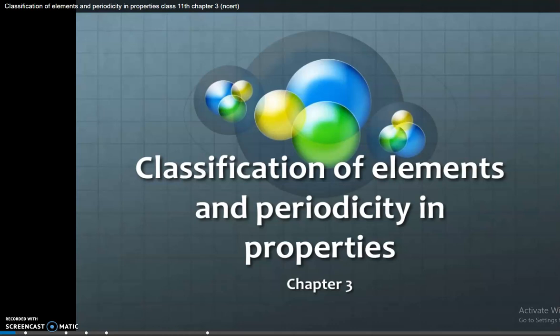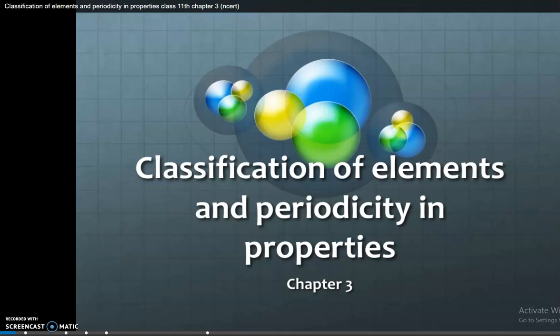We have successfully completed all our topics. Today onwards, we are starting a new revision. For the revision, we are starting with the chapter Classification of Elements and Periodicity in Properties. This chapter is very important because you can expect a lot of questions from it, and you can score well in this chapter.